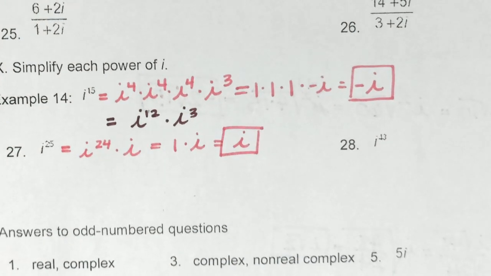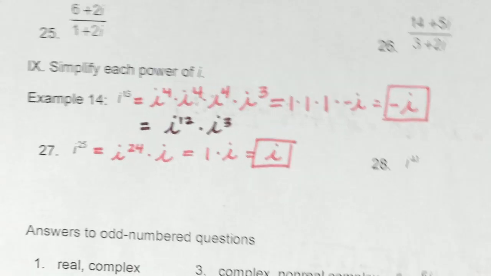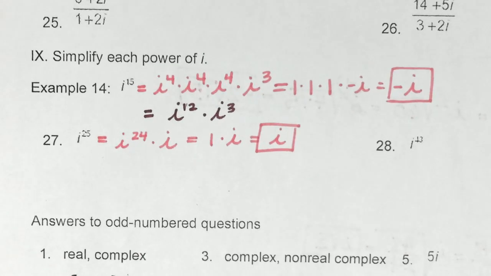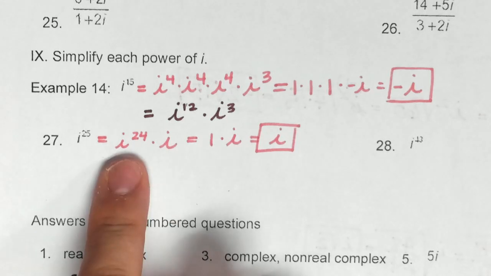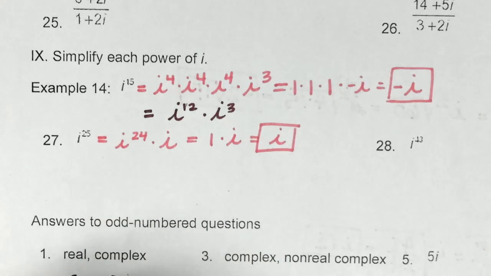Did you get something like that for 27? And again, 24 is 1 because it's a multiple of 4. Does that make sense? All right, we are done for today.